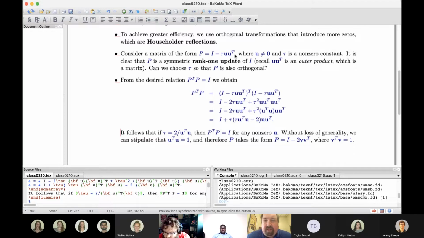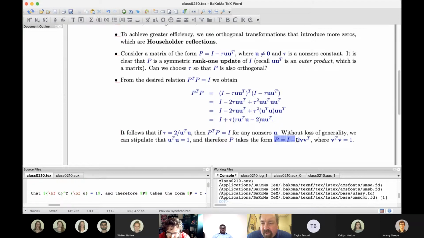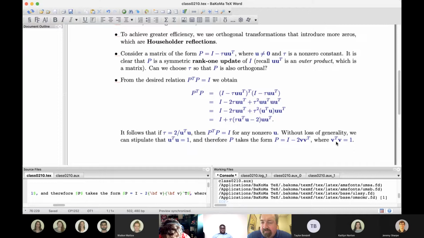Now, U is non-zero, so I can require that it's a unit vector. I can normalize it. Basically, I can define V to be U divided by its 2-norm, so it's a unit vector. So any Householder reflection has this form: identity minus 2 VV transpose, where V is a unit vector, so V transpose V is 1.